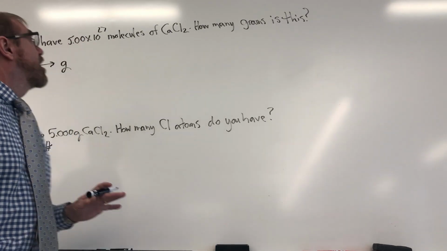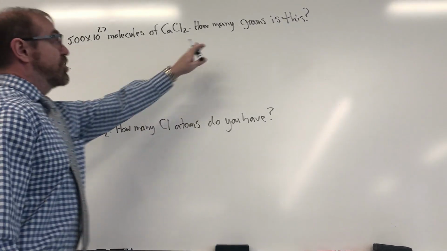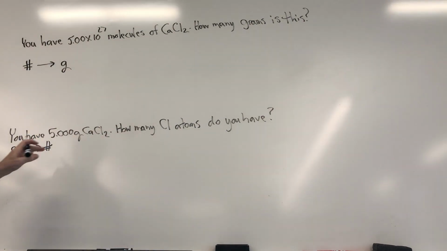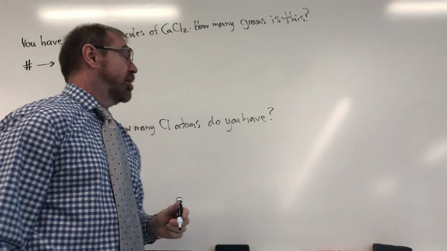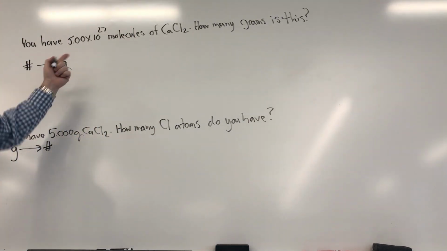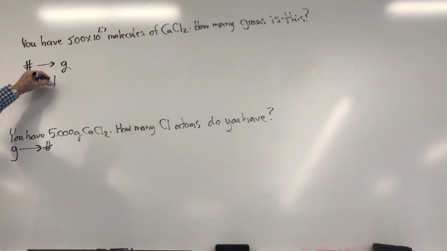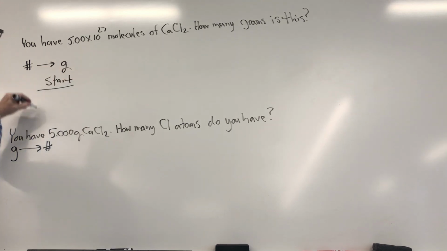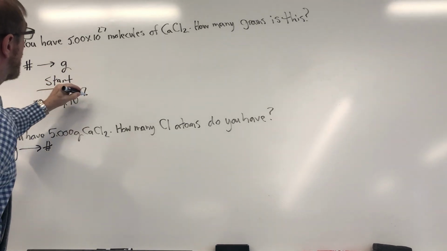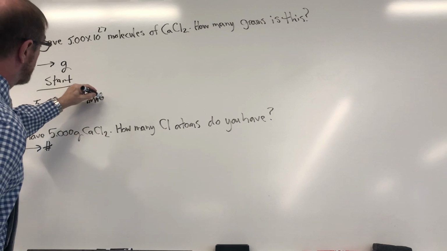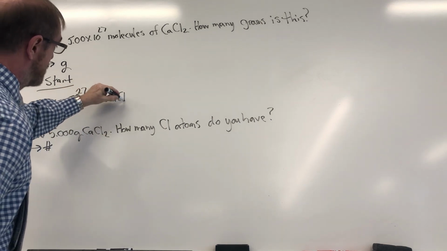Okay, I'm going to go through how to go from number to gram problems, and also how to go from grams to number of something. In this case, it'll be atoms of chlorine. So for the first one, you can see what we're starting with: 5.00 times 10 to the 27 molecules of calcium chloride.